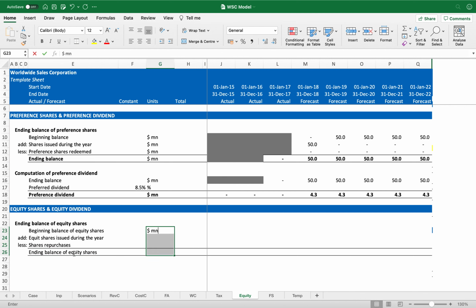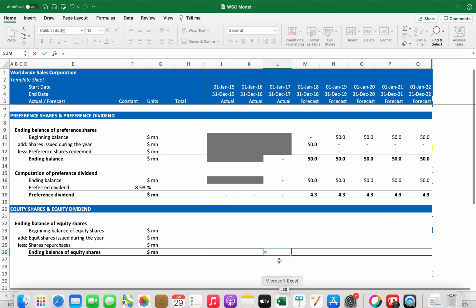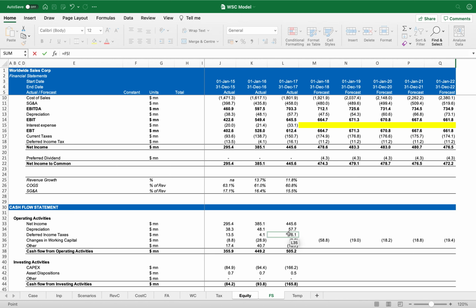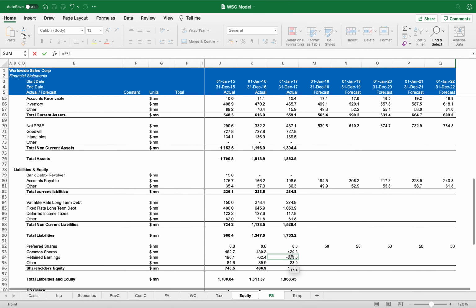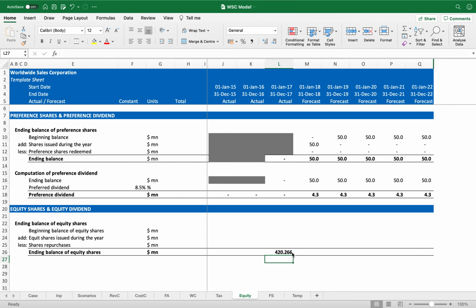Everything in millions of dollars. Do we have an ending balance of equity share for 2017? For sure. It will be there in your balance sheet. Common shares. Fair enough. Okay. Now, this ending balance will become my opening balance in the next year. Right? You know how to do it now.